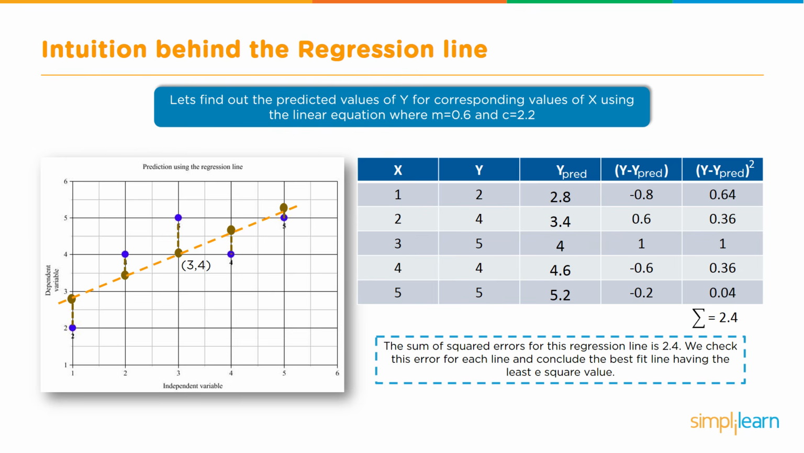If we put these into a nice chart where you can see x, you can see y, what the actual values were, and you can see y predicted, you can easily see where we take y minus y predicted and we get an answer. What is the difference between those two? And if we square that, y minus y predicted squared, we can then sum those squared values. That's where we get the 0.64 plus the 0.36 plus 1, all the way down until we have a summation equals 2.4. So the sum of squared errors for this regression line is 2.4. We check this error for each line and conclude the best fit line has the least e square value.